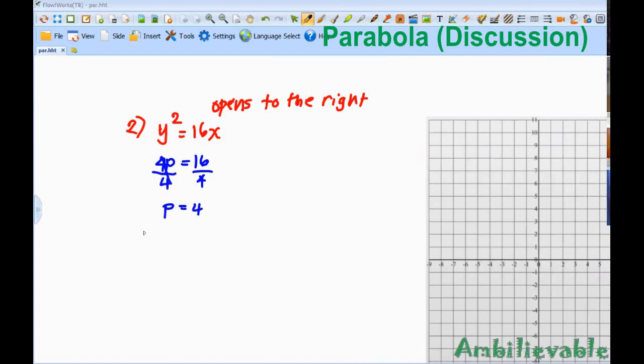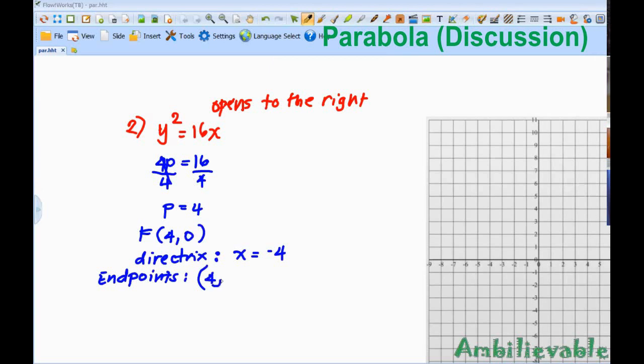So our focus is at 4, 0. Our directrix is x equals negative 4, and the endpoints will be 4, plus and minus 8.